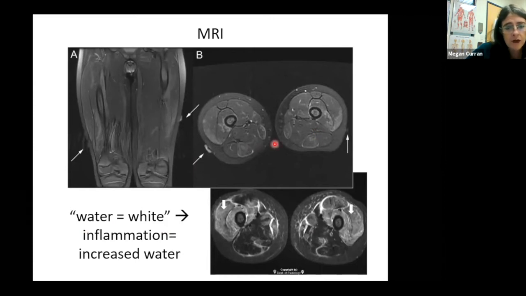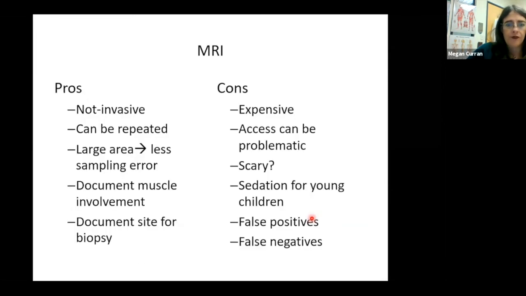So you can see muscles are generally nice and gray, and you can see patchy areas where the muscles are more white, and that indicates inflammation. This patient has inflammation along the side there. This is a cross-sectional view. And this patient has some inflammation around the lining of the muscles as well.